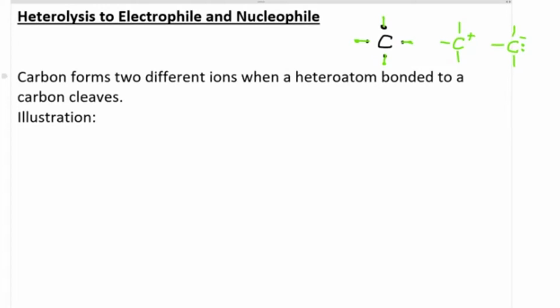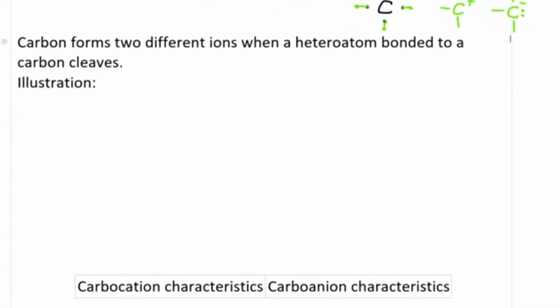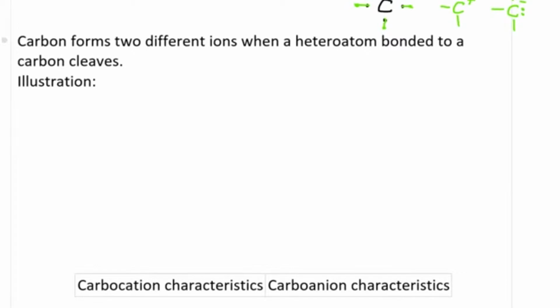In this part we are going to see how this can be transformed using heterolysis to generate different forms of carbon charges. First, carbon forms 2 different ions when a heteroatom is bonded to carbon and that bond cleaves. In this illustration we have a carbon bonded to 3 substituents, and then there is 1 substituent that is a heteroatom, which we'll denote as Y.